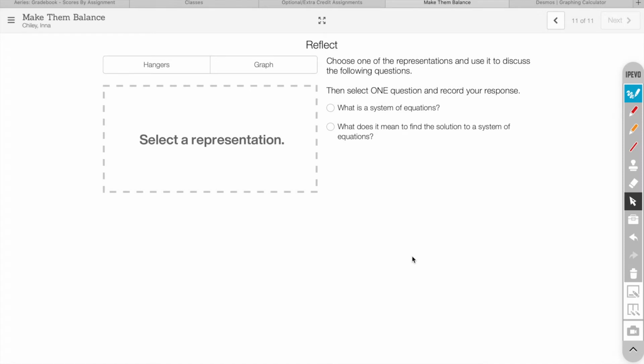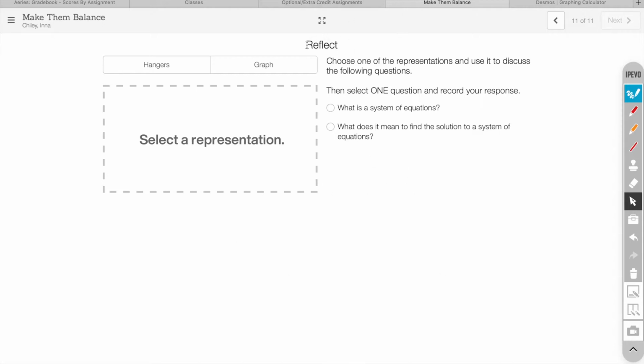One more page to do in this Desmos activity. This is a Desmos activity called Make Them Balance. So far I've made 10 videos for each page of the Desmos activity, and this is page 11. So on page 11 you will see this. This is what you'll see.